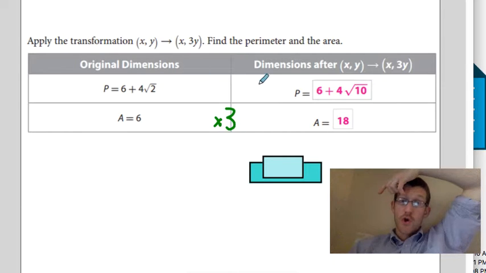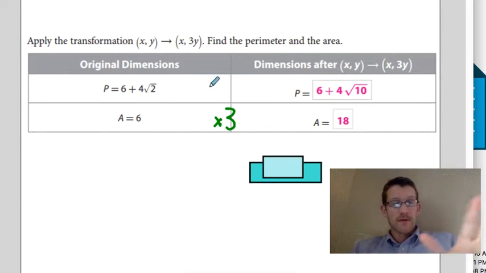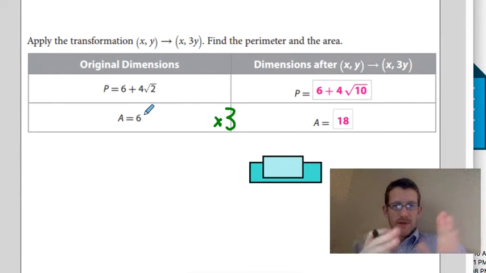But again, there's no pattern. It's a different perimeter, and there's no pattern, right? So there's a different change for the perimeter based on whether we do a vertical stretch or a horizontal stretch, and it's not predictable either way. So just keep that in mind. There is no pattern here, even though there is a pattern. When we just stretch it horizontally or just stretch it vertically, the scale factor, in this case 3, is what you multiply the area by. So we multiply the area by 3, and that gives us 18. It doesn't matter if it's vertical or horizontal.